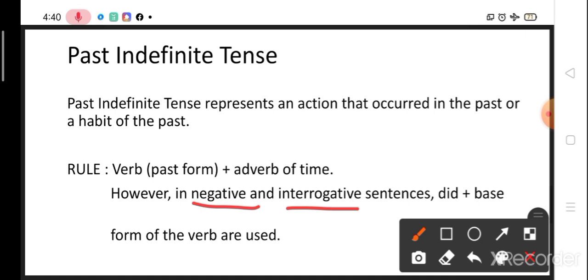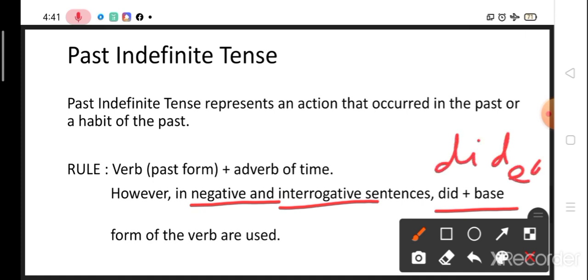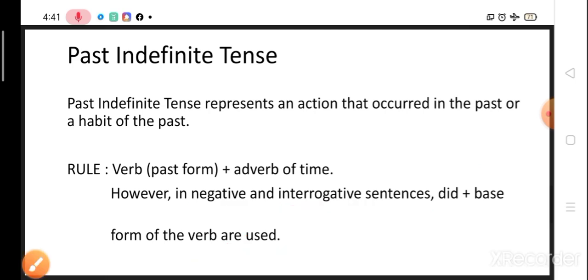Rest all it will be past form of the verb, that is ed form of the verb plus adverb of time, and in negative or interrogative sentence it will be did plus base. So it will be did eat, did run. So negative and interrogative is comparatively very simple. Even this is very simple. We will see the example, so it will be very clear to you all.